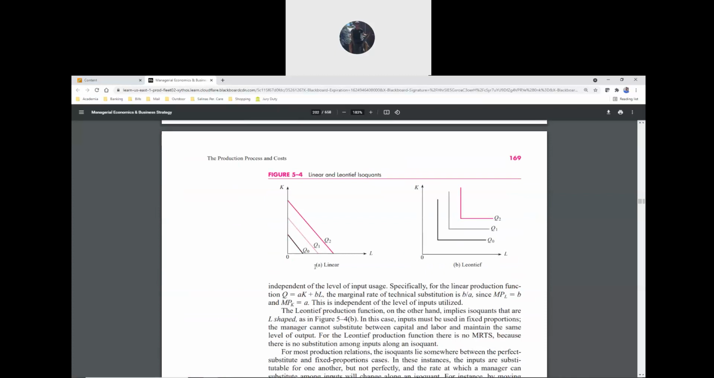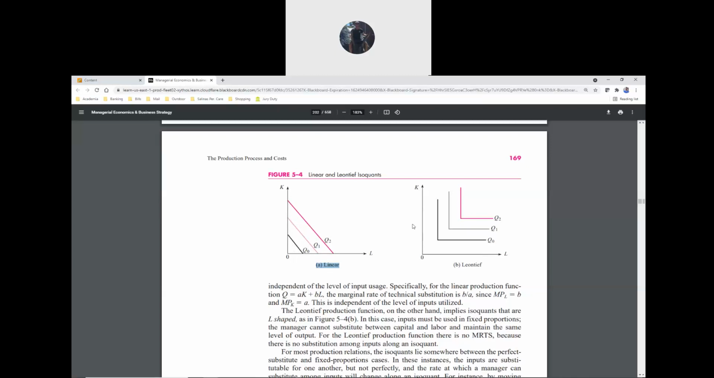These would represent the other two types. So this is linear, right? This is capital and this is labor. See how the function is a linear combination of capital and labor. So anything on this fixed ratio would give Q0. Anything on this fixed ratio would give Q1, and so on.